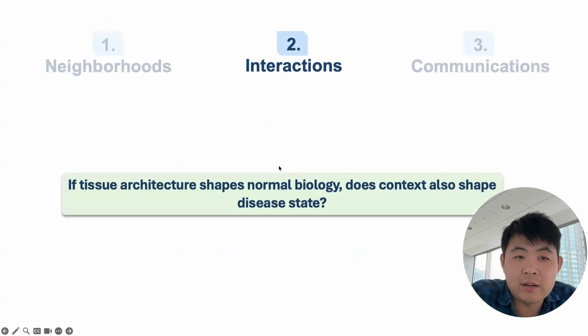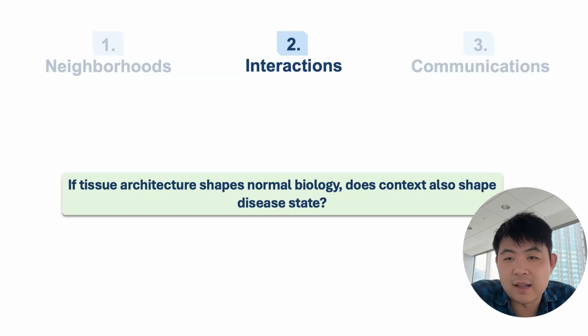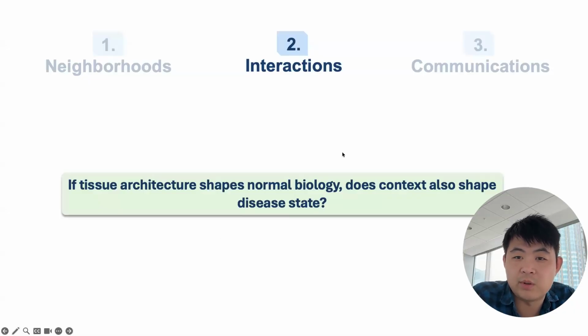Next, let's talk about interaction. If tissue architecture shapes normal biology, what about disease, and how does tissue context change in disease? I'll highlight a story in the tumor microenvironment and the immune system, which are great systems for exploring these questions, as cell interactions really influence cell behavior.